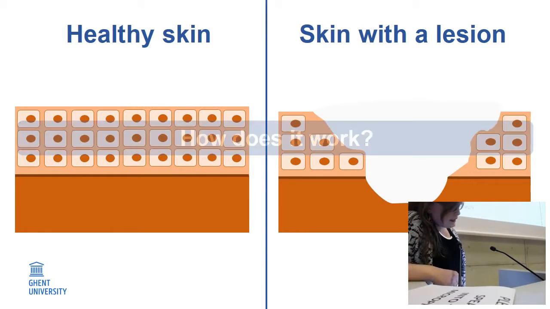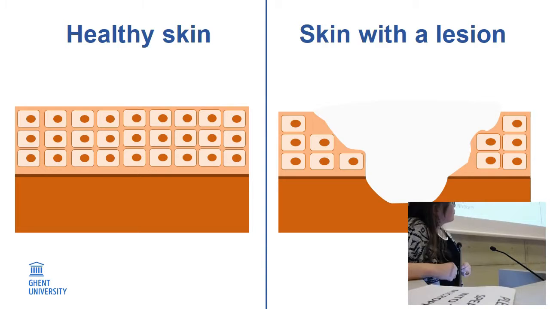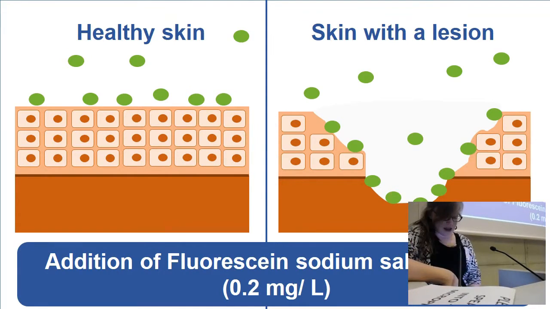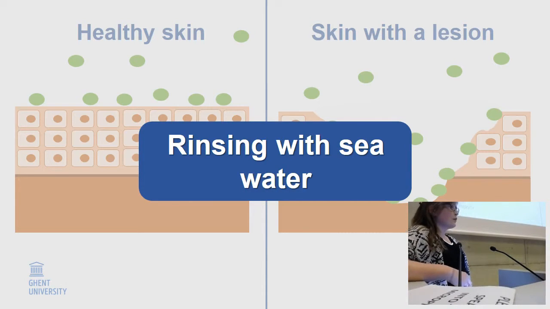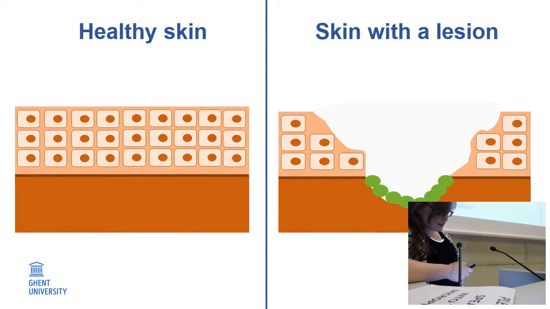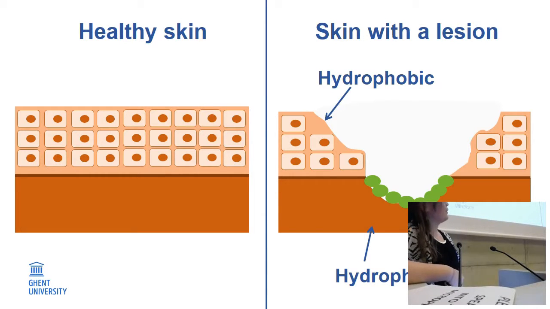Now, how does it work exactly? So, to know that, we compare healthy skin to skin with a lesion. You see the epidermal tissue, the basement membrane, and the dermal tissue. So we add fluorescein, then we rinse the tissue with seawater to remove all unbound particles. And then you can see that the fluorescein will only form a bond with a hydrophilic dermal tissue and not with a hydrophobic epidermal tissue. So lesions can be visualized.